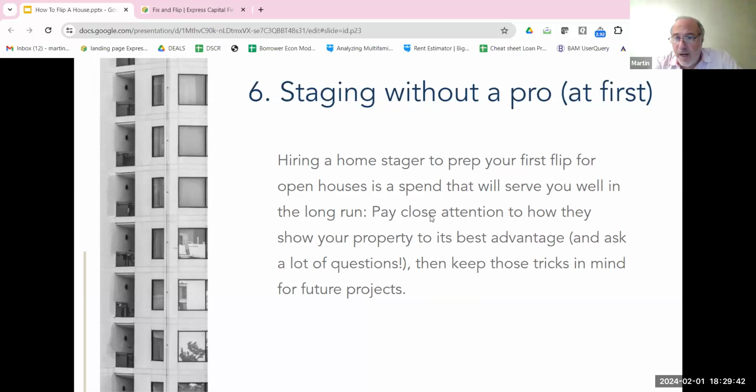Staging without a pro. At first, I recommend going with a stager. They're pros, they know what they're doing, from furniture to light scenes to scent, smell, and things like that. After a while, maybe once or twice you use them, then maybe you could take their tricks and do it yourself for future projects. But if you're a newbie, in my opinion, I strongly recommend it.